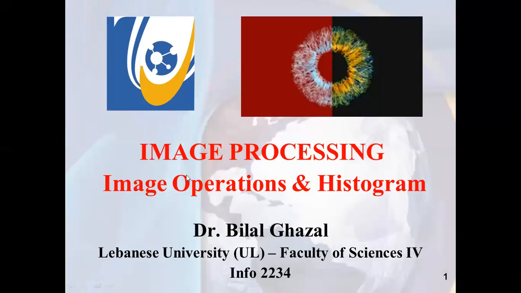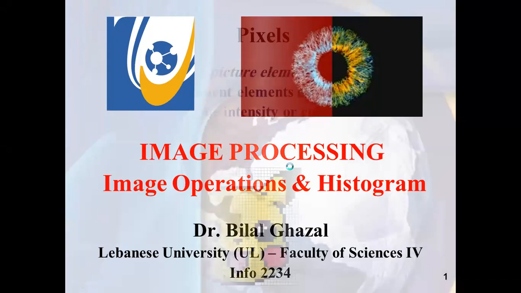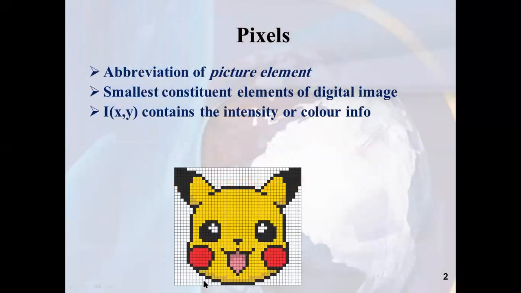Dear students, now we treat chapter 5 in the course of image processing, this chapter entitled Image Operations and Histogram. In part 1 of this video, concerning image operations and thresholding. So as we discussed before, the image is formed of points called pixels, which is the smallest element of the digital image.